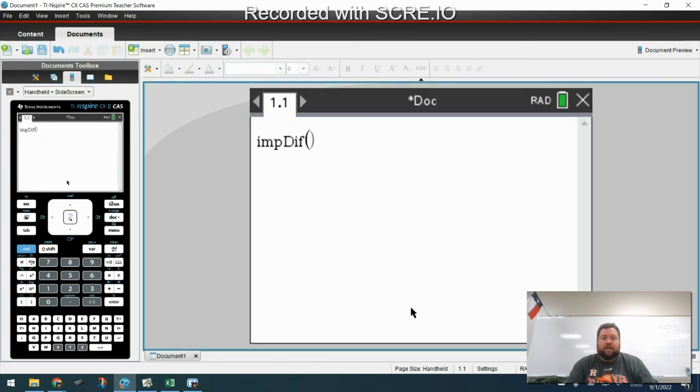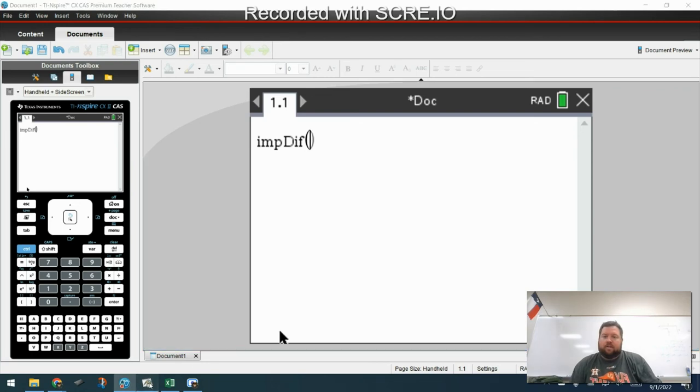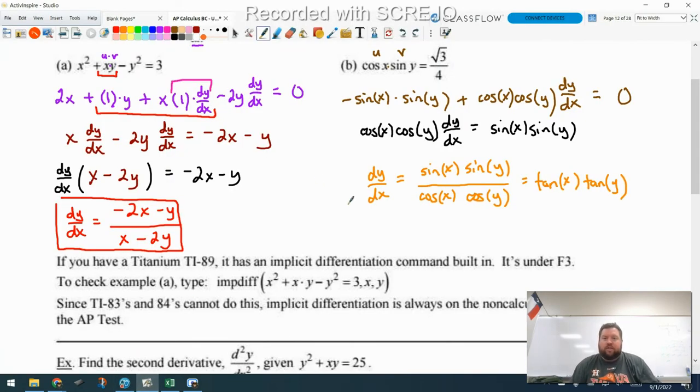All right, so I'm going to click that. So imp diff, you could also just type that command from the keypad down here. It would have worked. All right, so let's see. I want to type in my equation. All right, yeah, we'll do this first one.